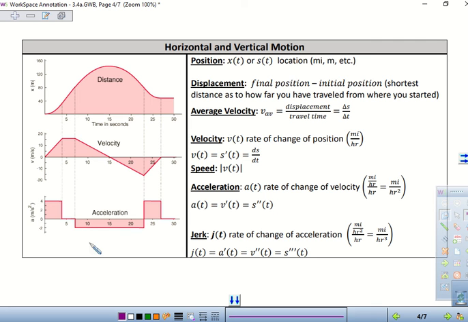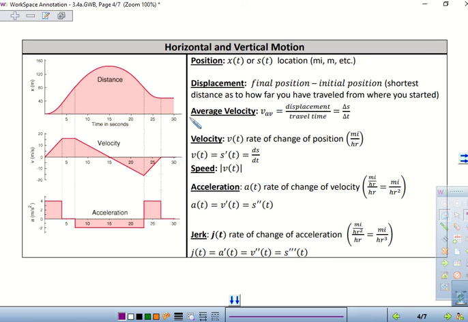So you're basically just taking the derivative once, and then you're taking the derivative twice to get the acceleration. Position is often written as x of t or s of t. It indicates location. It can be horizontal, it could be vertical distance, it can be many different things. Displacement is how far we've traveled from where we started. We can find the displacement by doing the final position minus the initial position.